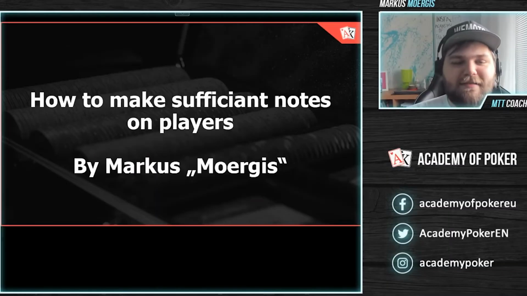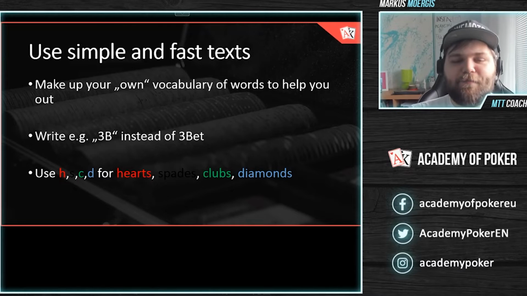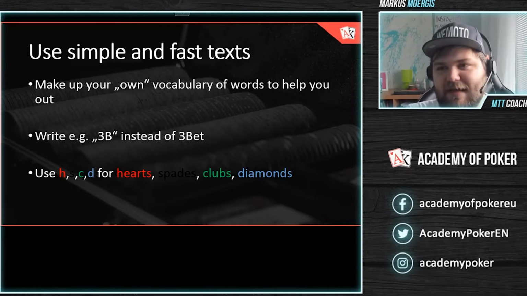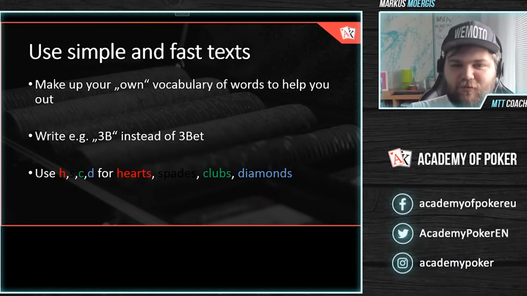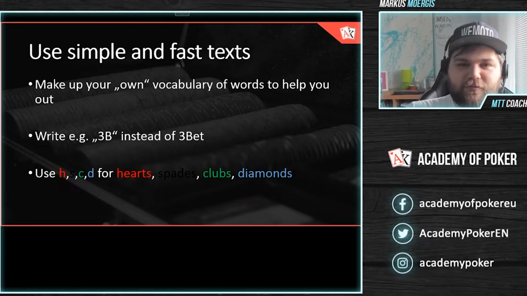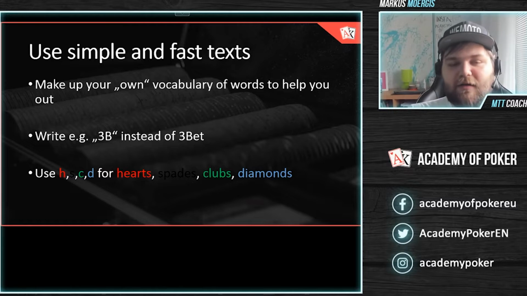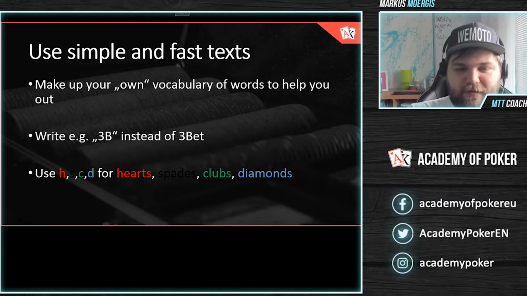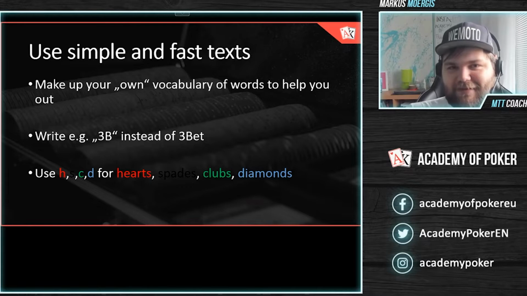But let's jump right into it. So, sometimes it's pretty easy. To put it in easy words, use simple and fast texts, meaning that you should probably make up your own vocabulary of words that help you out. Easy things would be, of course, that you can't really forget about grammar in this case. It's really just about for you to understand.